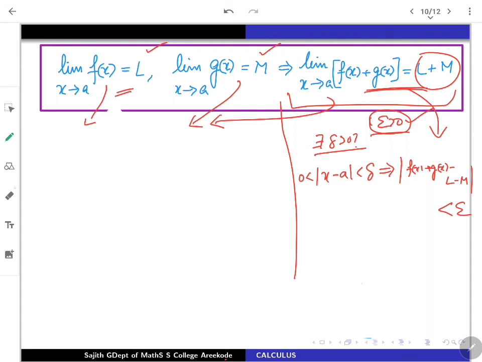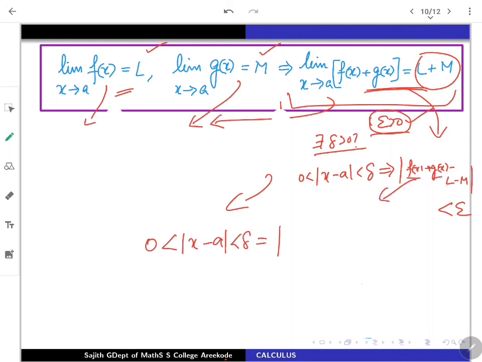right? But what this says, in a little more elaborate manner, is: whenever 0 < |x − a| < δ, this says the modulus of f(x) + g(x) minus all such things, which I can rewrite as f(x) minus L together, then g(x) minus M together. I will make the combination like that. This quantity I have to make less than epsilon. That is what I need.